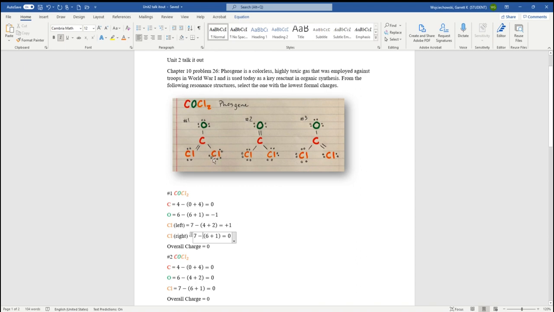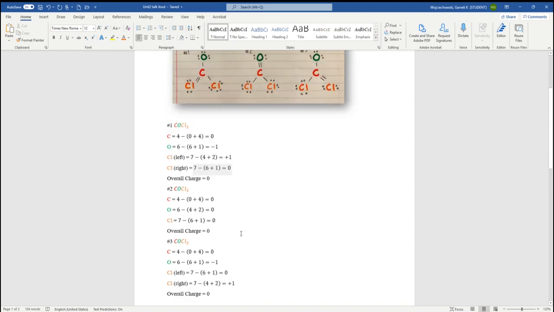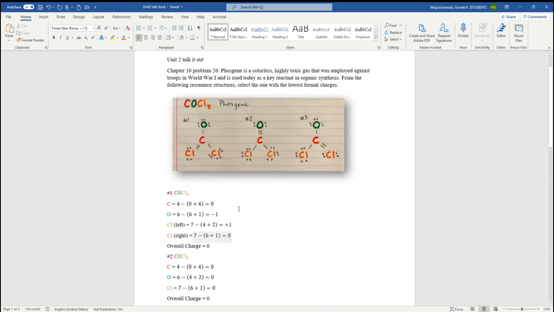And moving to the non-bonding electrons, we count 6 right here, 2, 4, 6. 6 plus that 1 single bonding electron is 7. 7 minus 7 is 0. And so we come to the overall charge, which is 0 because this negative 1 and this positive 1 will cancel out.